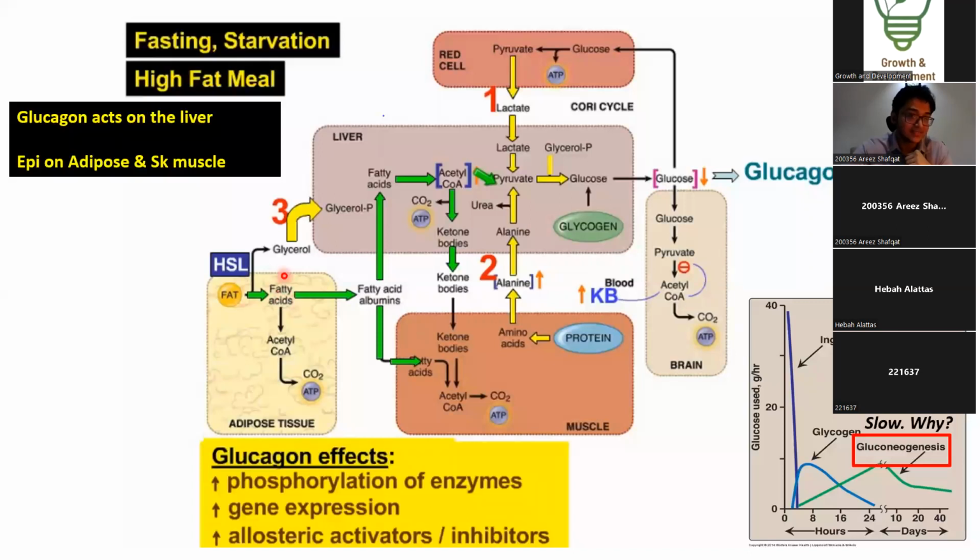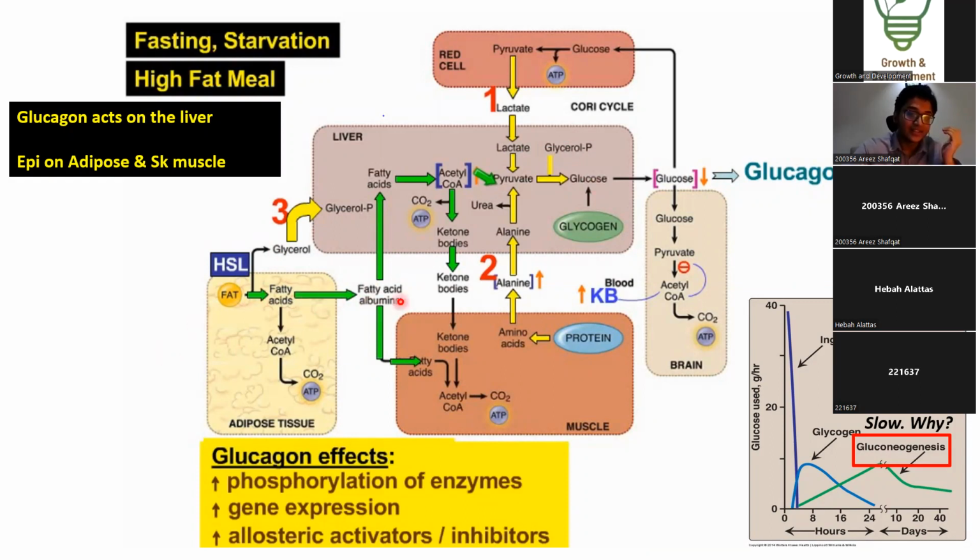The glycerol goes back to the liver, and I told you that glycerol is an intermediate of glycolysis. Therefore, glycerol phosphate can be used to make glucose. So that is the third source of gluconeogenesis. Glycerol coming from lipolysis gets converted to glycerol phosphate, that goes into gluconeogenesis. What happens to the fatty acid?